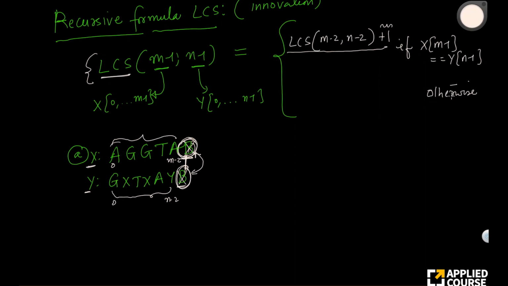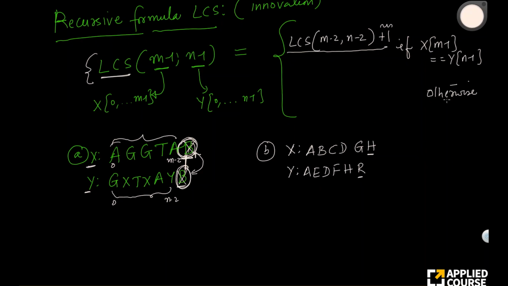If they don't match, that's also an important case. If they don't match, what do we do? So let's take another example. Let's take example B. If they don't match, let's assume I have these two strings. My X is A, B, C, D, G, H. Let's say my Y is A, E, D, F, H, R. Where the last two characters are not matching.